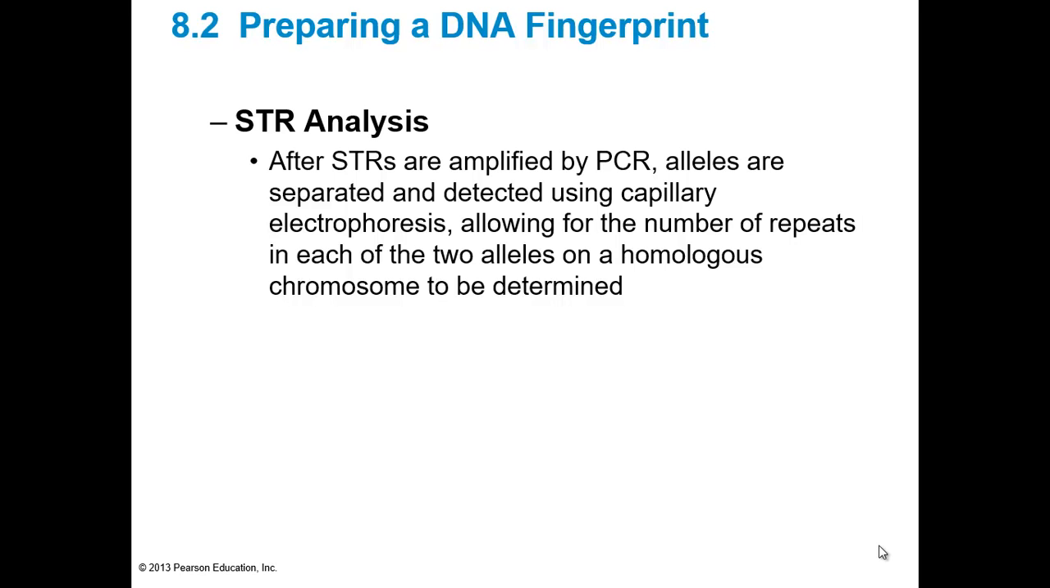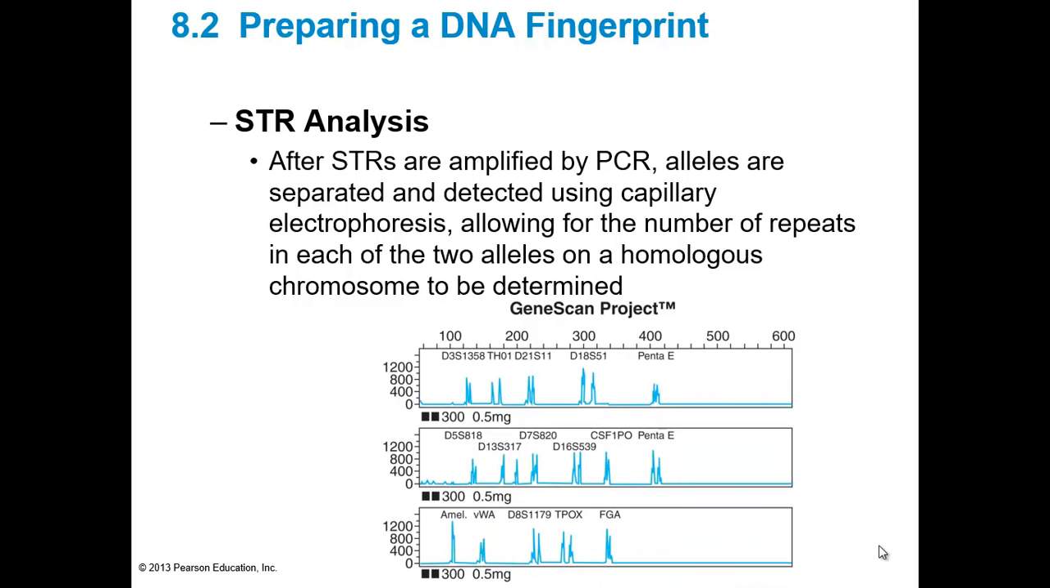And then after we are amplifying our samples via PCR, we separate them using capillary electrophoresis, which is much easier and faster than gel electrophoresis. And then we can allow for the number of repeats of each of the two alleles to be determined. Okay, so here's the results of capillary electrophoresis for different regions. And you can see the different bands for each region corresponding to how many tandem repeats you have.